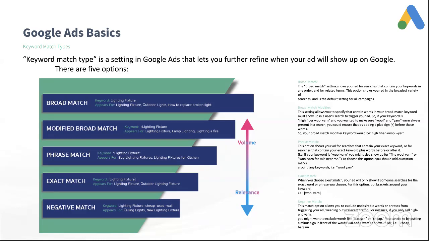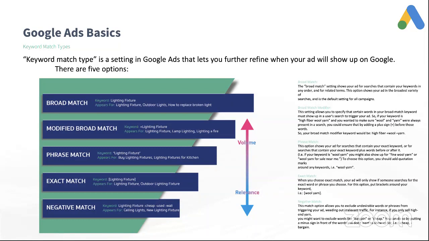If you want the exact phrase, so in this case lighting fixture, you put them in inverted commas, and it will bring up specific results with lighting fixture in the results. Exact match, you put the square brackets around it.